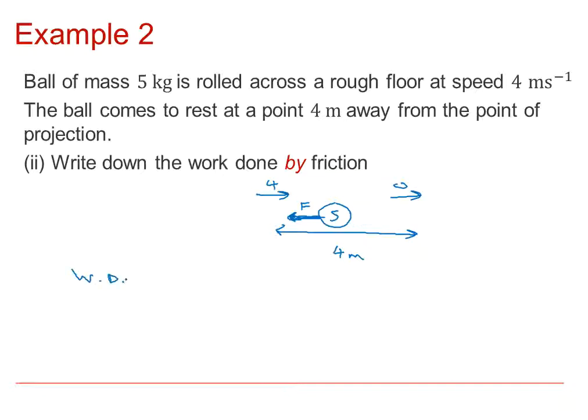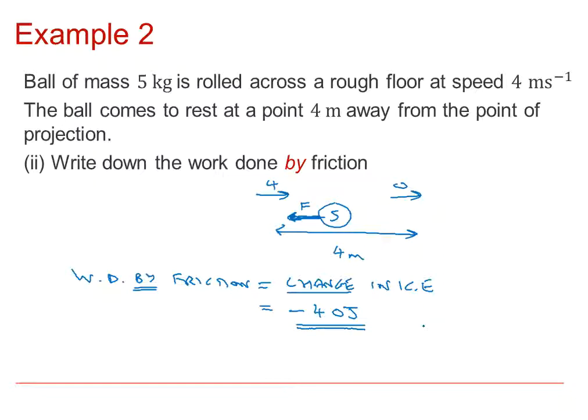The work done by friction equals the change in KE. We know from the work energy principle that the work done by the forces equals the change in kinetic energy. And the change in kinetic energy, and the word change is important, was minus 40 joules. So the work done by friction is minus 40 joules.